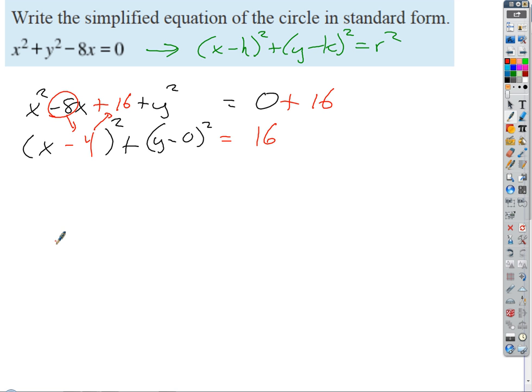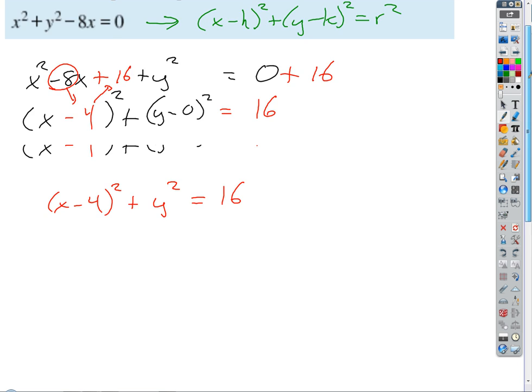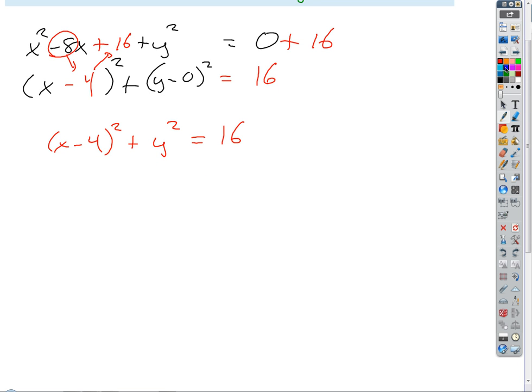Do I really need to write that as y minus 0? No, I don't. I'll just write it as y squared, and that's going to be my answer. So I end up with x minus 4 squared plus y squared equals 16. Okay, from that answer, can you tell me what the values of h and k are?